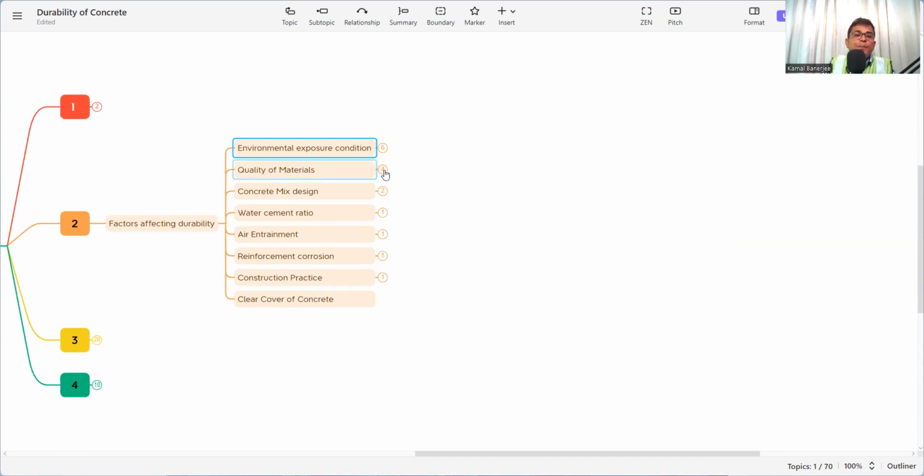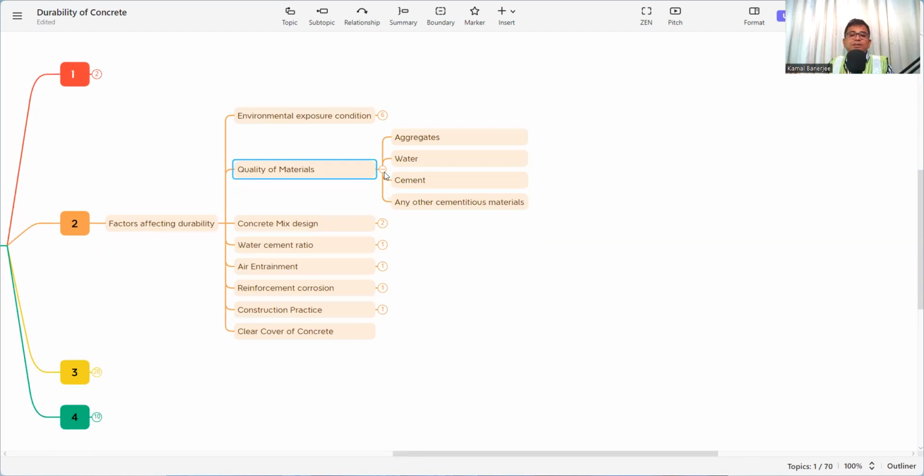Another thing is quality of material. Of course, what raw material are you using, that is cement, aggregates, water, and any other cementitious material. And nowadays you are using GGBS, fly ash, etc. So the quality of the raw material will also decide the durability of the concrete.